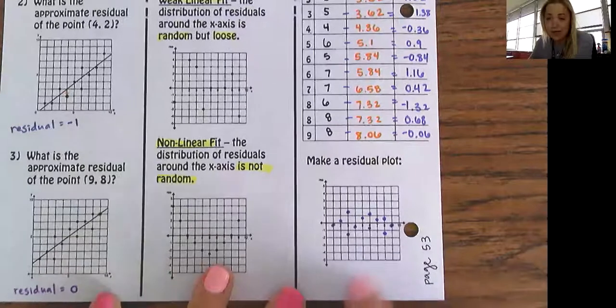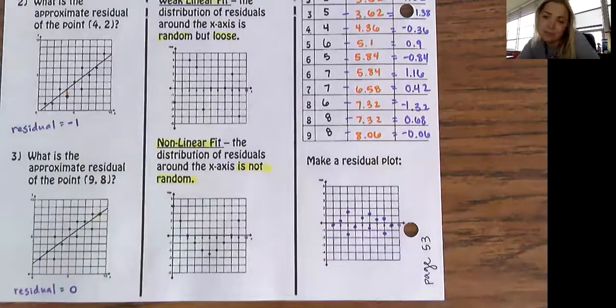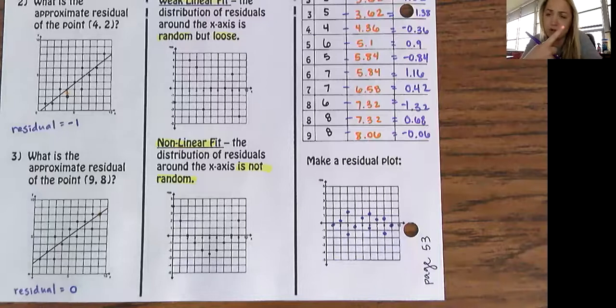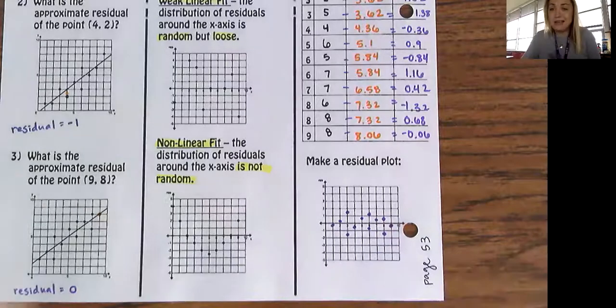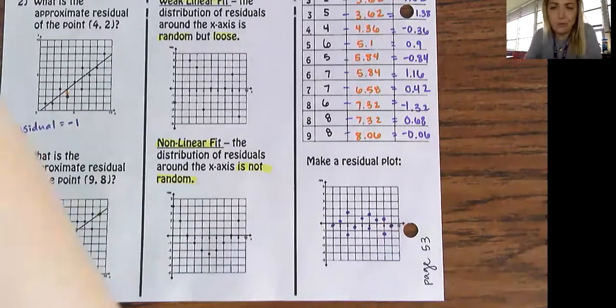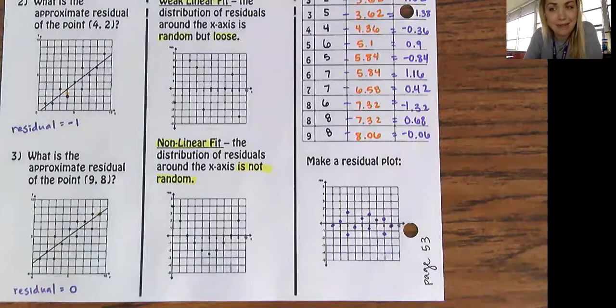So let's categorize it. Would you call it a strong linear fit? Would you call it a weak linear fit? Or would you call it a nonlinear fit? And I want you to decide why. You're going to write it right here. And I want you to explain why you chose that. Why did you choose a strong linear fit? Why did you choose a weak linear fit? Or why did you choose a nonlinear fit? And I want you to answer that for today's question. So what sort of fit was on our residual plot? And why did you choose that sort of fit? What did it have as its characteristics that made it that way? Okay, answer that, and then you can move on.